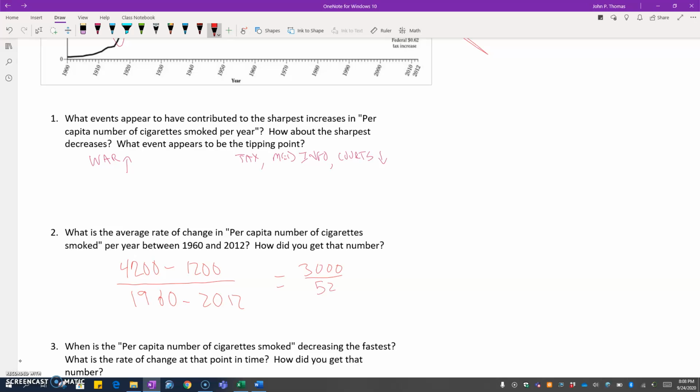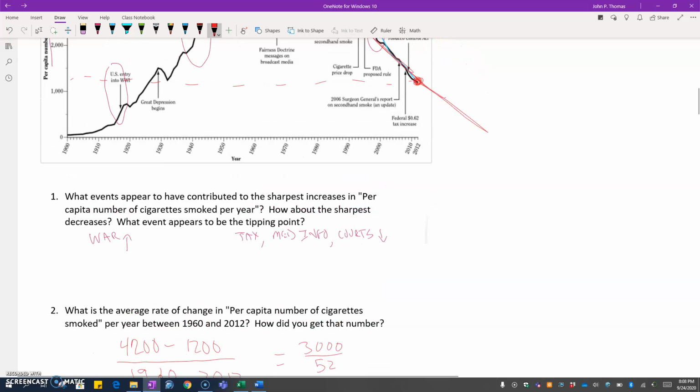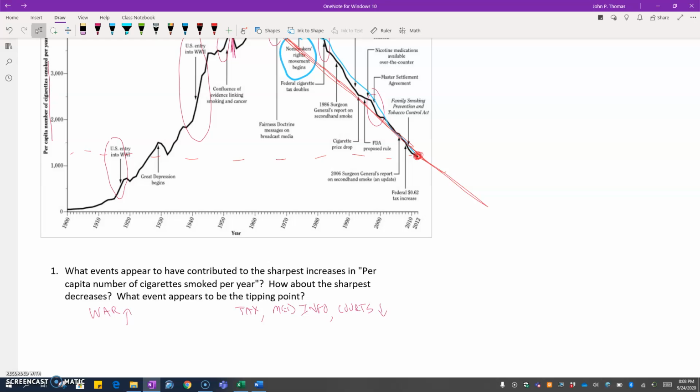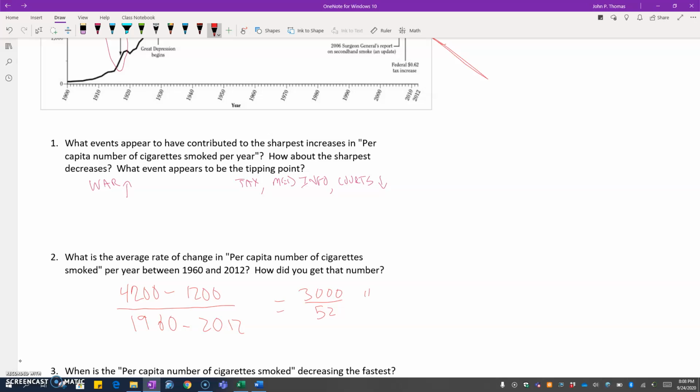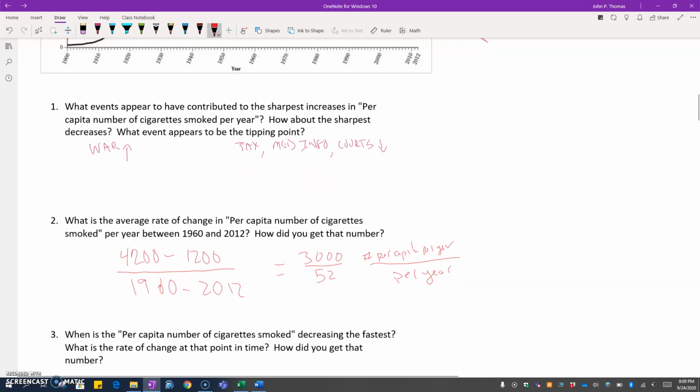Now at this point, we could go to a calculator and compute what this is. This would be the average rate of change, and it would be per capita number of cigarettes smoked per year. So this is the number per capita per year, and then it would be per year, which is really kind of an interesting unit when we look at it, because they're summing it up as a total yearly consumption. So it's the number per year, and then that per year rate of change with that. All right, so that was number 2.